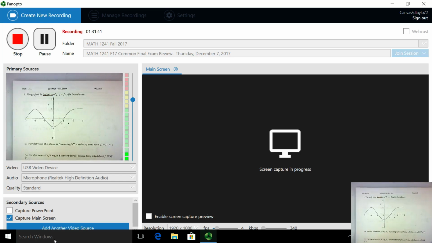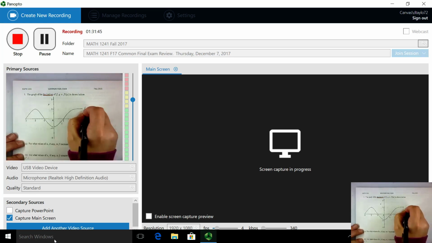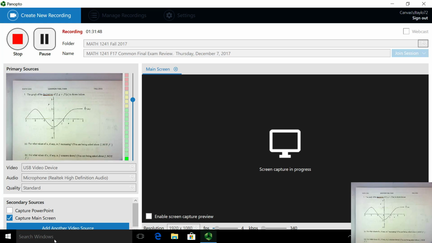This gives us a graph of the derivative of a function. So this is the graph right here. This is f prime of x. And we're being asked some questions.